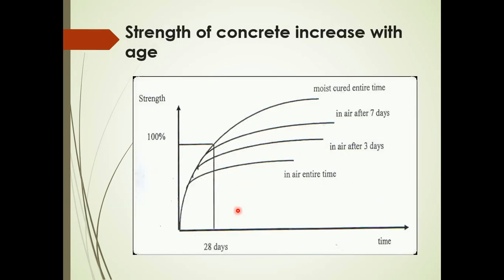Okay, the strength of concrete basically increases with age. Within 28 days, supposedly we can reach our 100% strength requirement if we cure the concrete. The first curve, the top one, is when the concrete is moist cured the entire time. The process of the concrete reaching 100% strength is faster compared to when you do not cure your concrete cube, where you are not going to get your 100% strength. That is why curing is one of the important stages of hardened concrete.